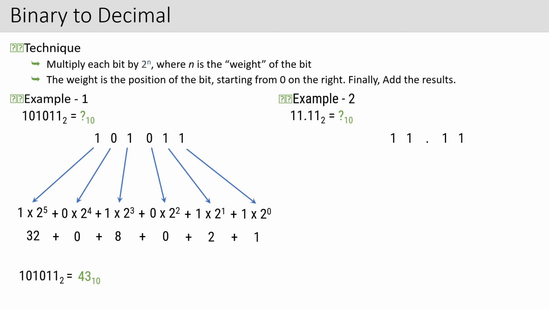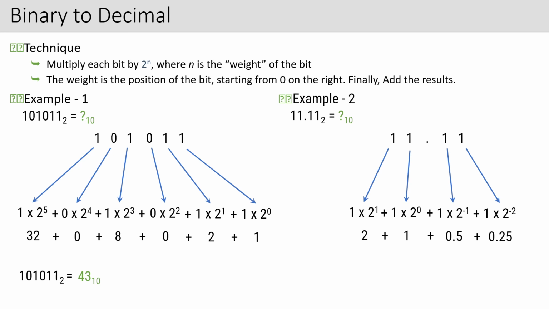I can take another example, which contains a fraction as well as an integer: 11.11 in base 2. You need to convert it into the decimal number system. Here also the technique is the same, but just the reverse. Count the number of bits. On the left side of the point, how many bits are there? 2. Right side also 2. But you'll have to start from 0, so 0 and 1 will be the only two values for the weight n.